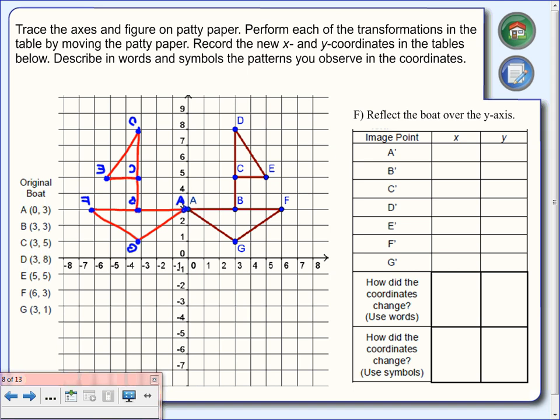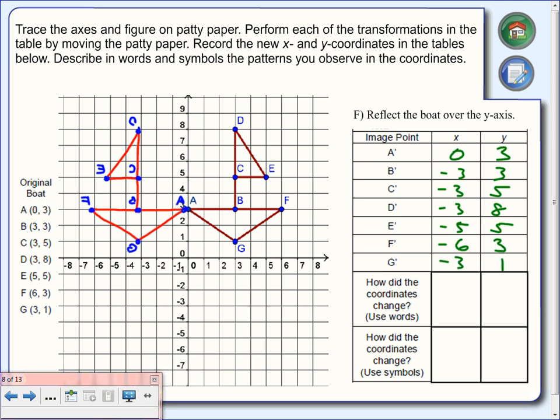I think everybody's just about done getting the ordered pairs. So what do we get for A? What's the new ordered pair? 0, 3. The next one is -3, 3. -3, 5. -3, 8. Okay, next one. -5, 5. Next one. -6, 3. And the last one, -3, 1.